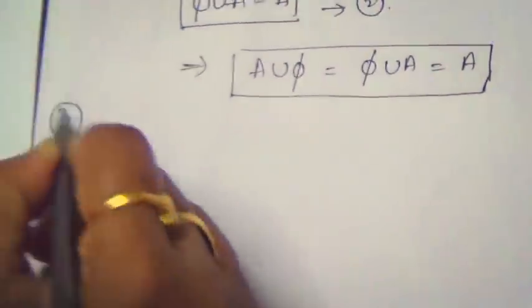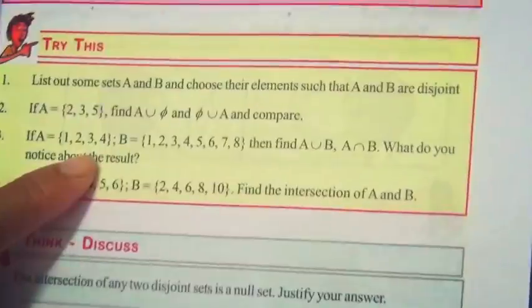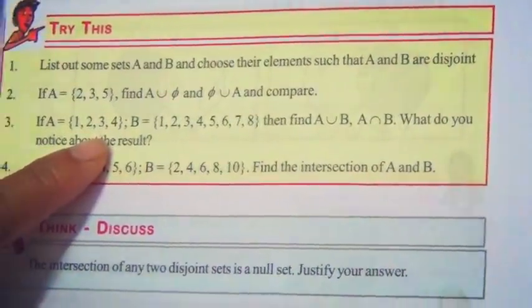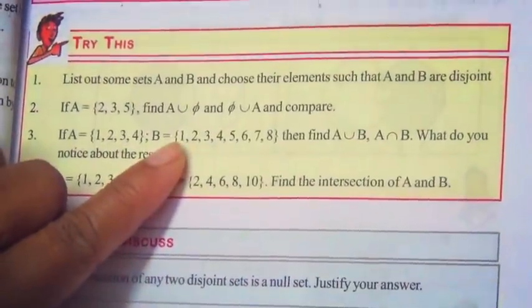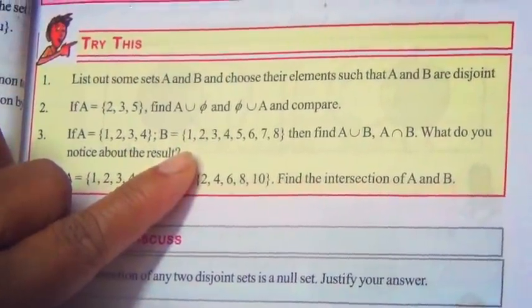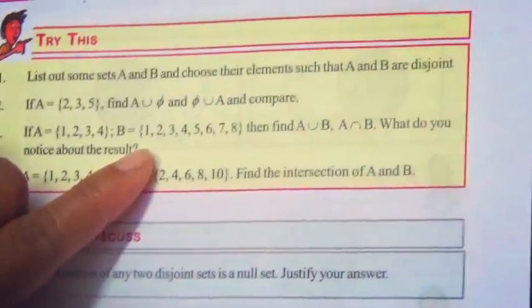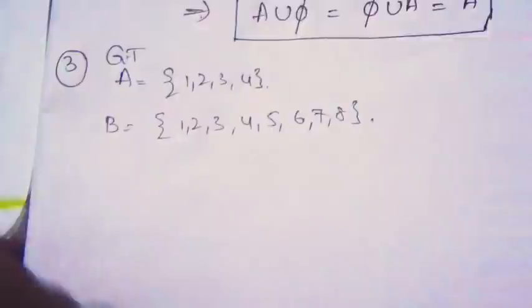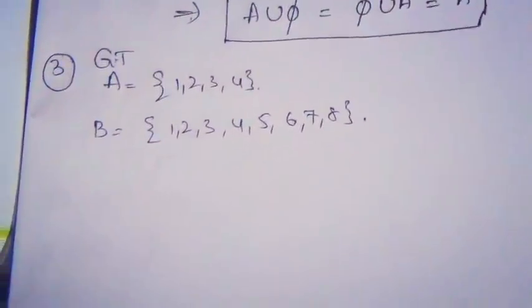Then the third sum. Here A is equal to {1, 2, 3, 4}, and B is equal to {1, 2, 3, 4, 5, 6, 7, 8}. Then find A union B and A intersection B. What result may you notice?